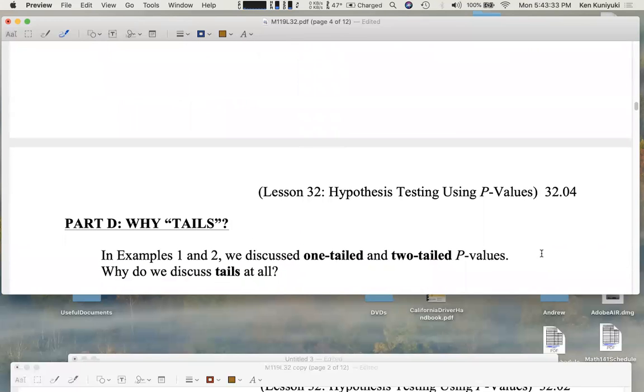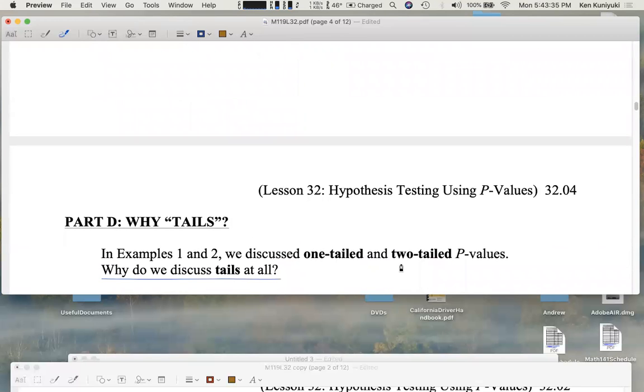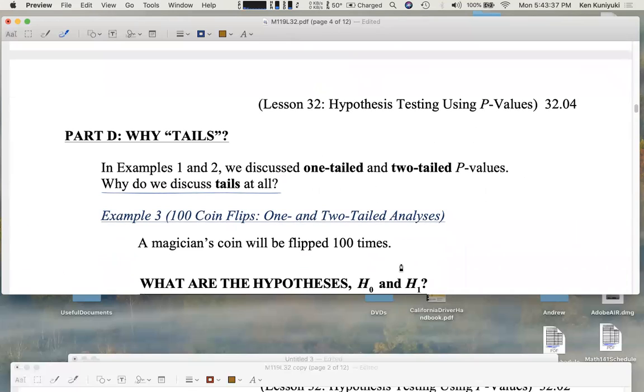Why tails? Why do we discuss tails at all? Example 3. Let's go back to the magician's coin. David gives you a magician's coin, and it's going to be flipped 100 times. Technically, the ingredients for the hypothesis test, the null hypothesis, the alternative hypothesis, and alpha should all be predetermined before you get your sample data. So we're waiting. A magician's coin will be flipped 100 times.